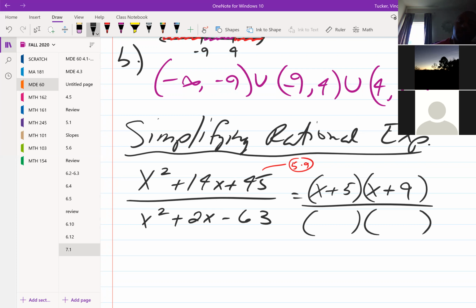Bottom expression, we have x and x. Back sign is subtraction, so it's going to be plus or minus. And then the factors of 63 that will subtract from each other to give us 2. 7 times 9. And the one that's going to be positive is the 9, the greater, because of that positive 2. All right. So we have x plus 5 times x plus 9 over x plus 9 times x minus 7.